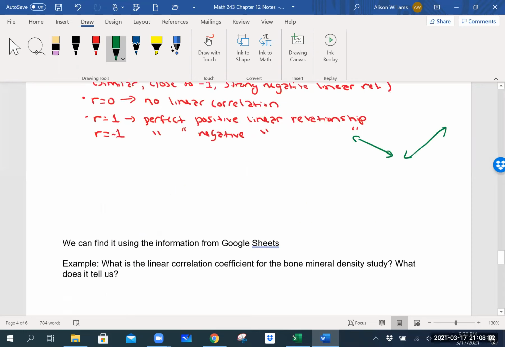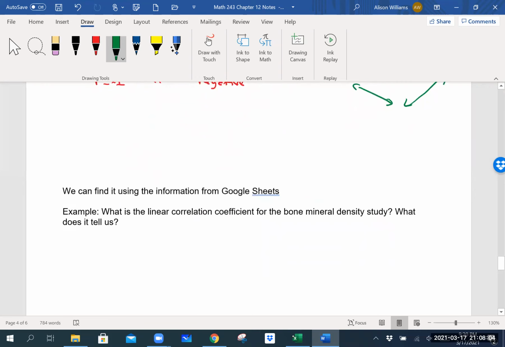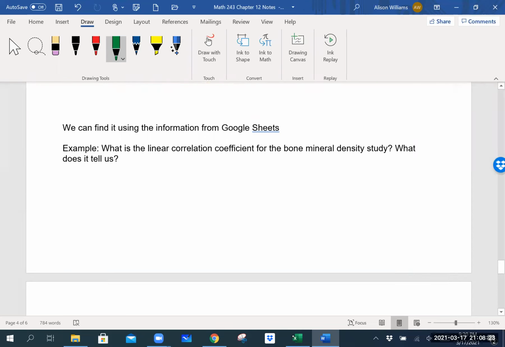So we can find this from Google Sheets and Excel. I will show you both. One of them is more straightforward than the other, okay? And one of them alludes to the next topic. So I think it's Google Sheets that isn't as straightforward. So I think I'm going to start with Excel. I'll show you how to find R on Excel.